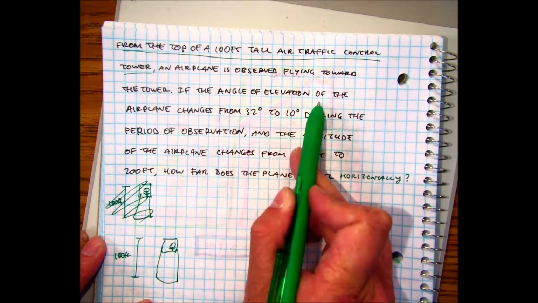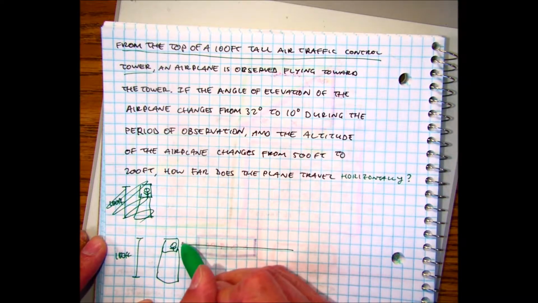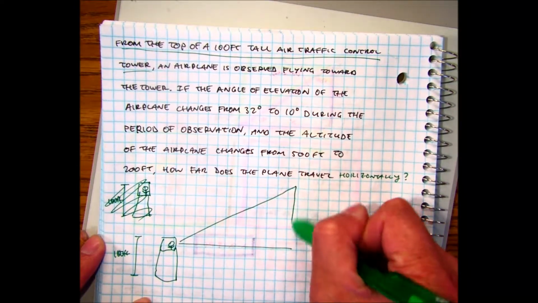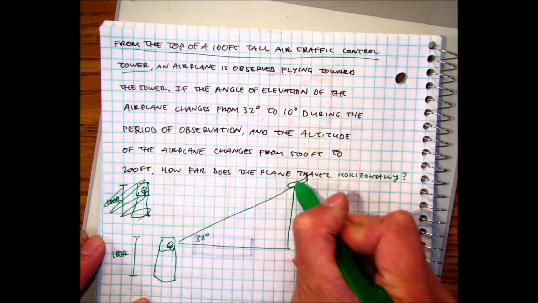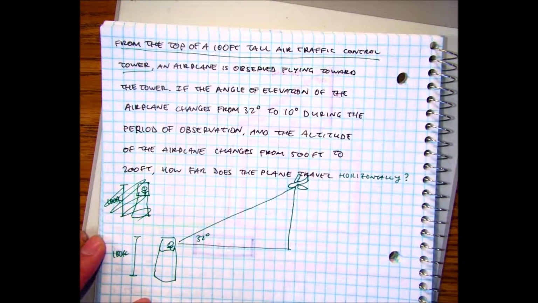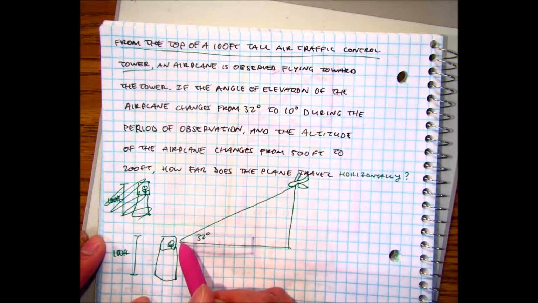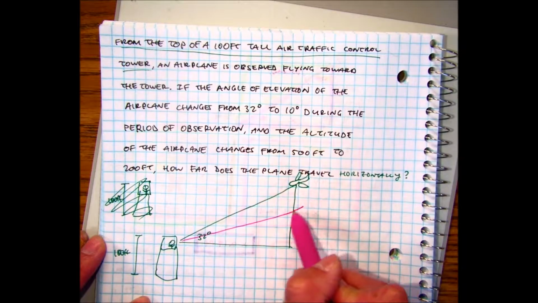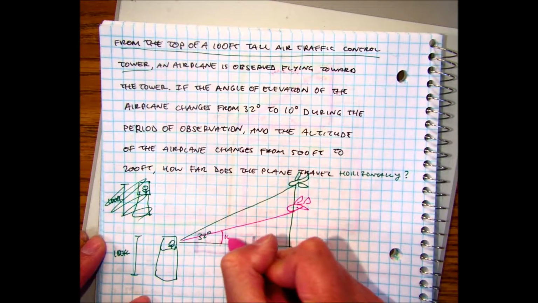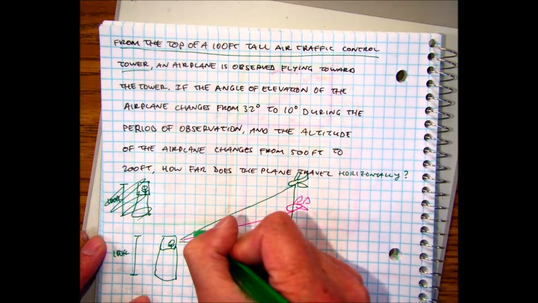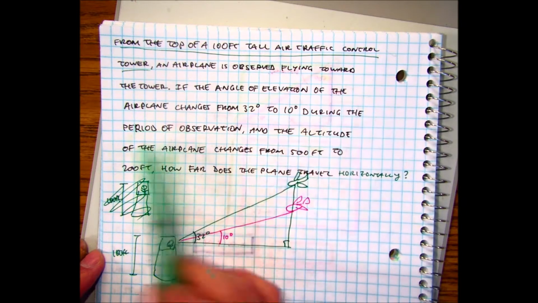If the angle of elevation of the airplane changes, so we're going to see an airplane, (32 degrees). Airplane changes from 32 degrees to 10 degrees. So this angle here is 10 degrees. So that last one, 32 degrees, is that. During the period of observation.